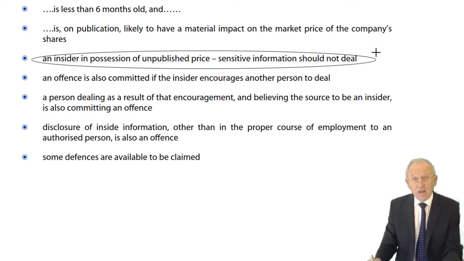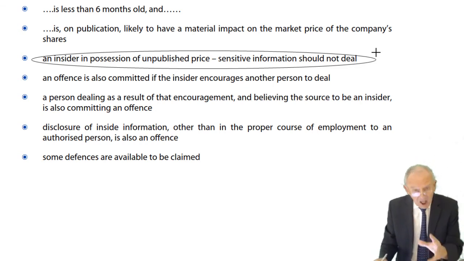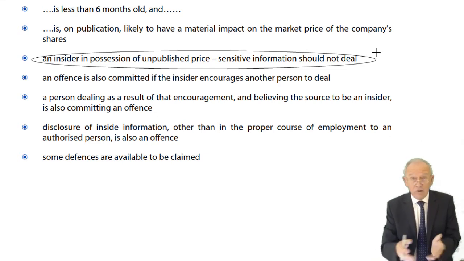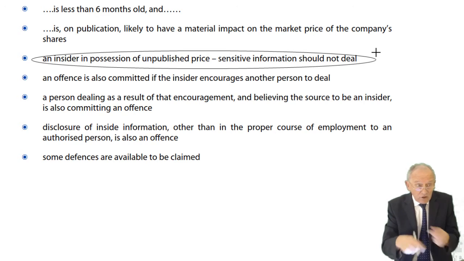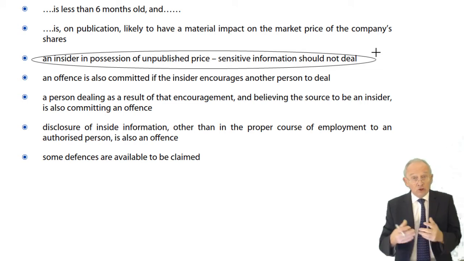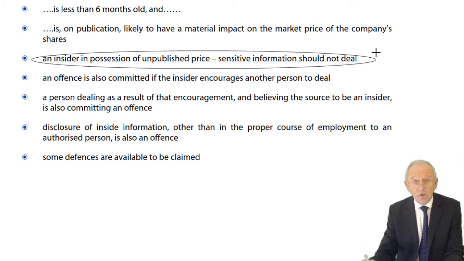A director of a company is clearly an insider. They're connected with the company and they're likely to have access to unpublished price-sensitive information. A director of a company is the classic insider, more so than the auditor. The director knows on a daily basis how well the company is doing. So a director in possession of this unpublished price-sensitive information should not themselves deal in those shares in order to make a profit or in order to avoid a loss.